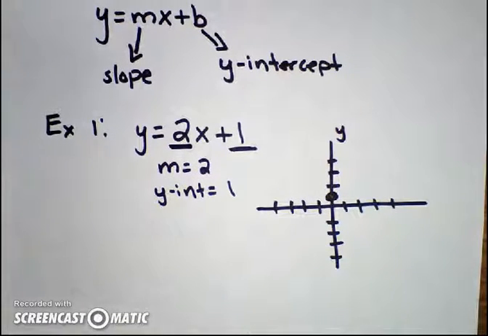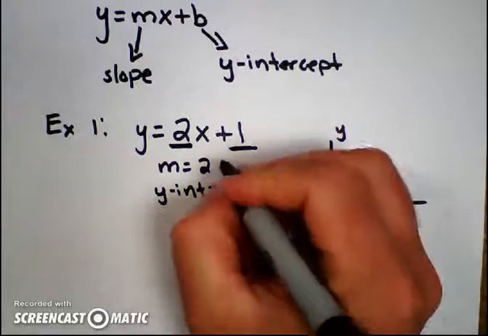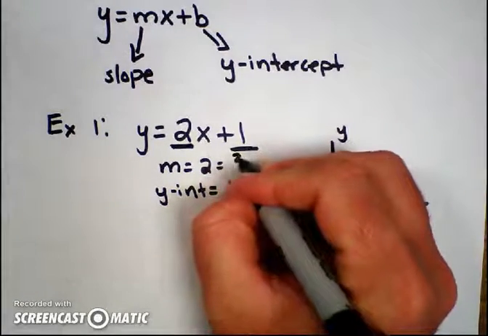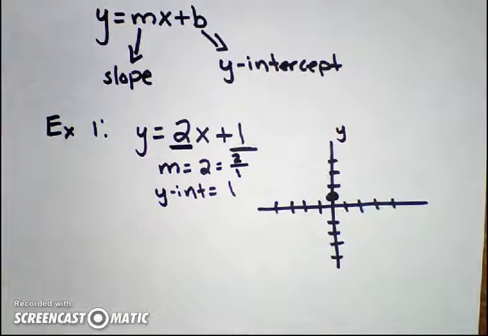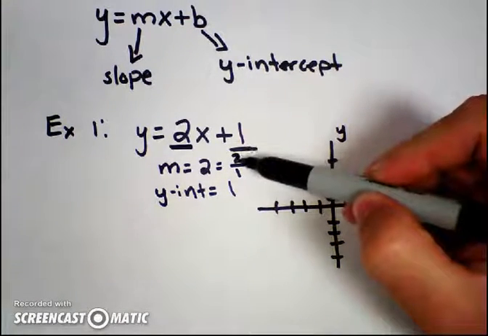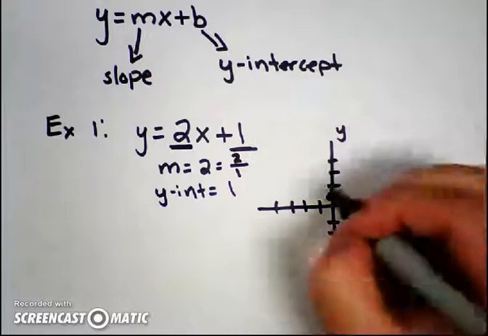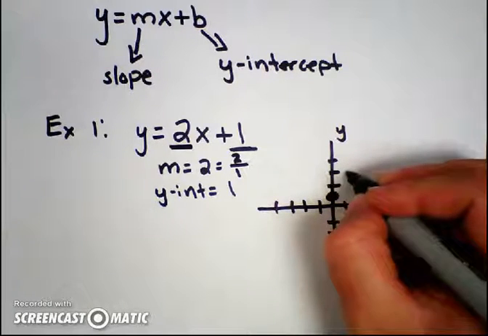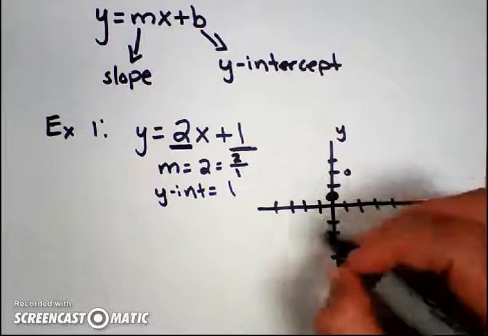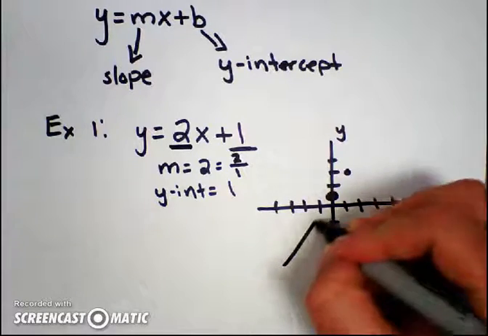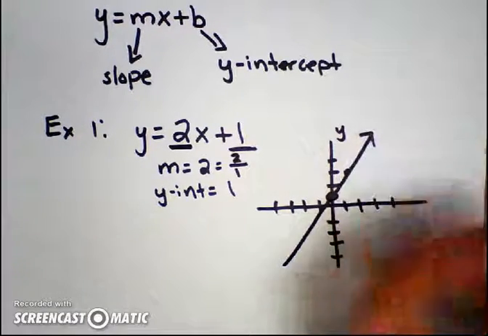And my slope, just like we learned in the last section, is rise over run. Well, 2 is not a fraction, but I can make it a fraction pretty easily by just putting it over 1. So I'm going to rise 2, run 1. So up 2, over 1. Once I have that point, I can draw my line, connecting the dots, and I've got my equation.